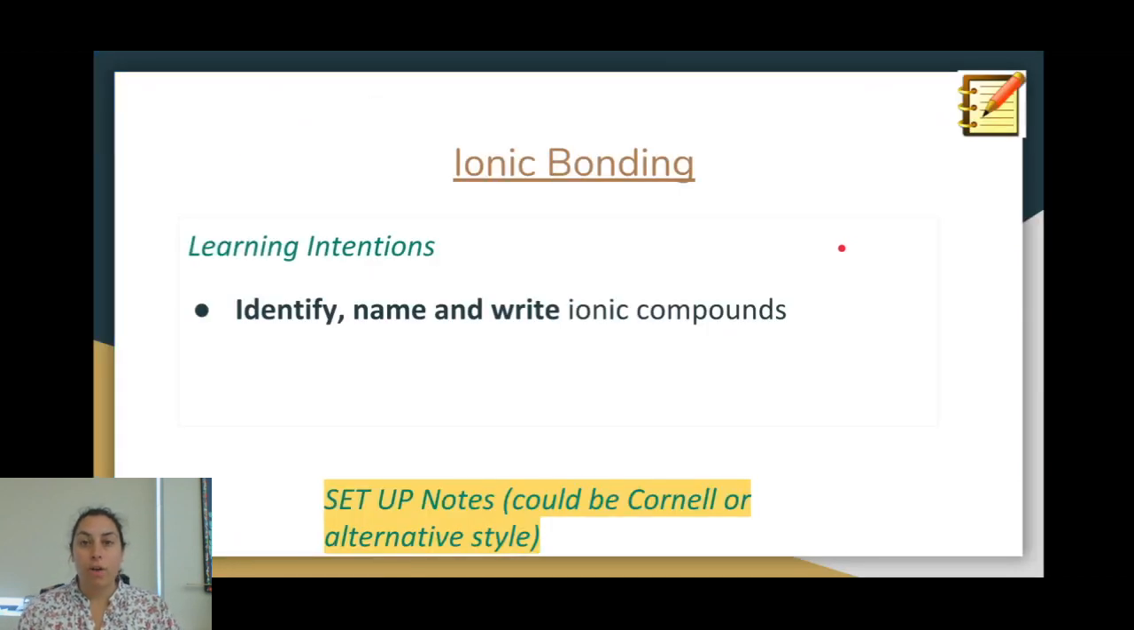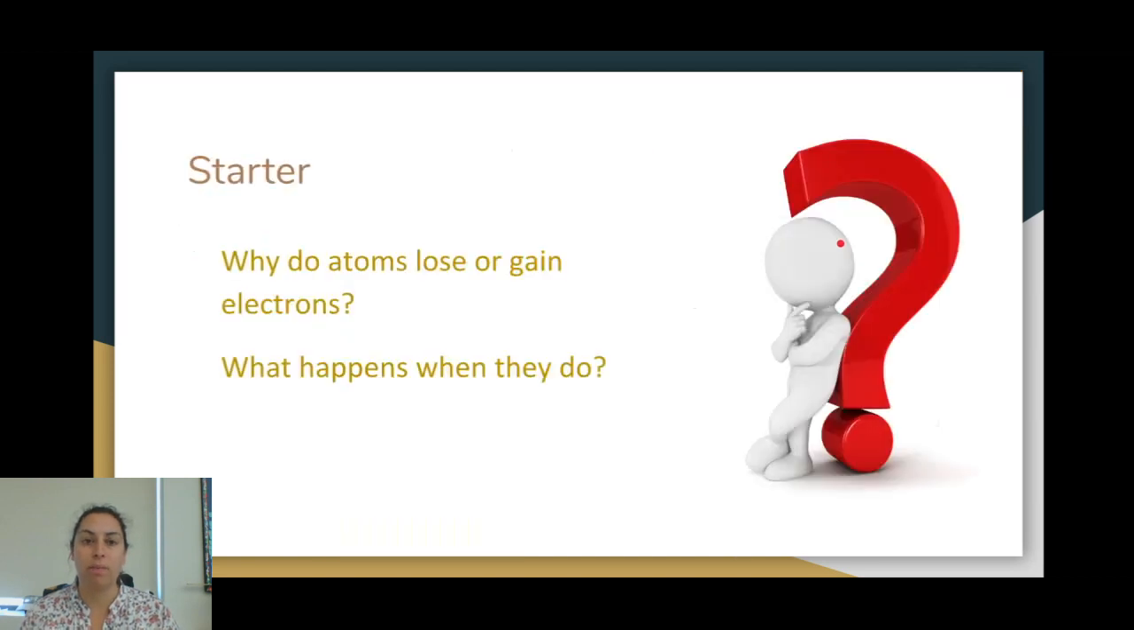So the learning intention for everyone today is to identify, name, and write ionic compounds. I need you to write this on your next notes page in your notebooks. This can be either in Cornell note format, or it can be in an alternative note format. However, you will have to show your notes to your teacher at the end of this lesson. Feel free as well to pause the video as you go so that you can write things down.